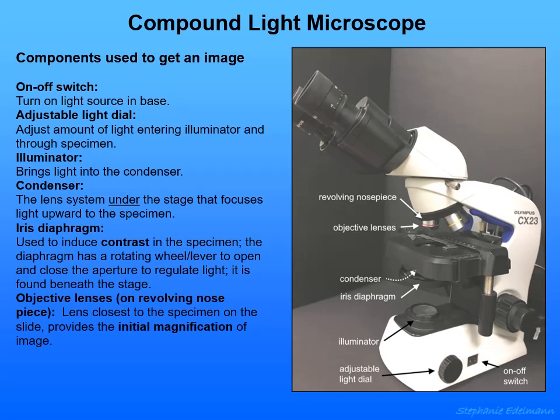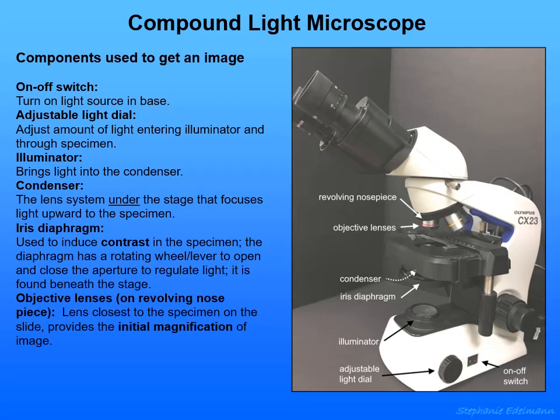The iris diaphragm is used to induce contrast in the specimen. The diaphragm has a rotating wheel or lever to open and close, and it helps the aperture to regulate light. It's found beneath the stage. It's another one of those parts that you usually won't use much. Those are usually set by somebody who knows more about microscopes than we do.